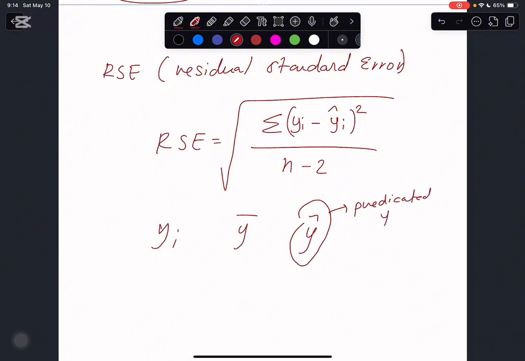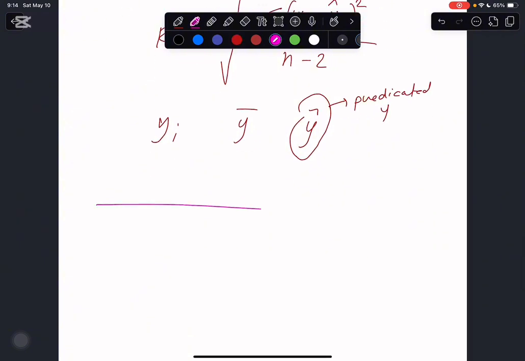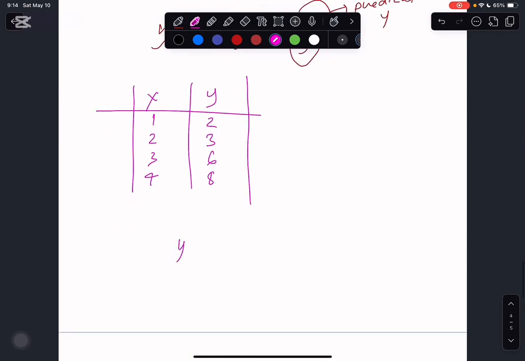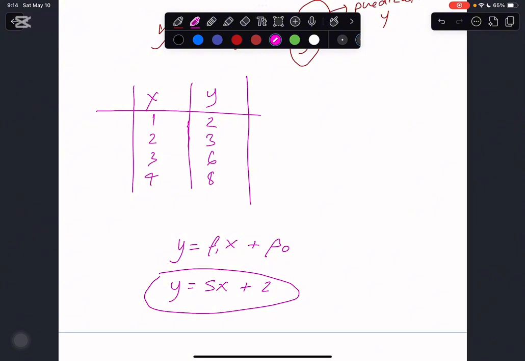predicted y. So if in the question they give you x as 1, 2, 3, 4 and y as 2, 3, 6, 8, and I reuse this equation, which is y equals b1x plus b0, let's assume we got an equation like 5x plus 2, I don't know. It's not supposed to give me these exact values, but this is the closest equation we found to resemble the relationship between these two.